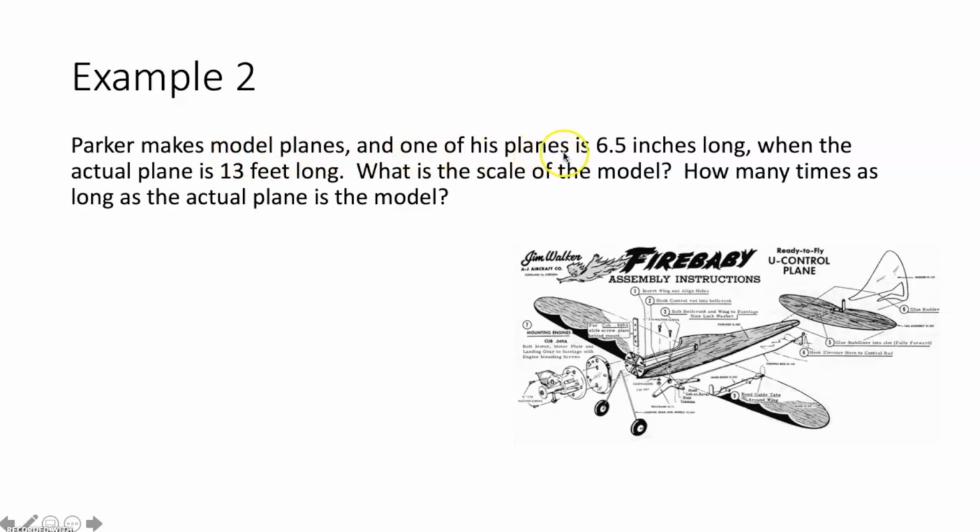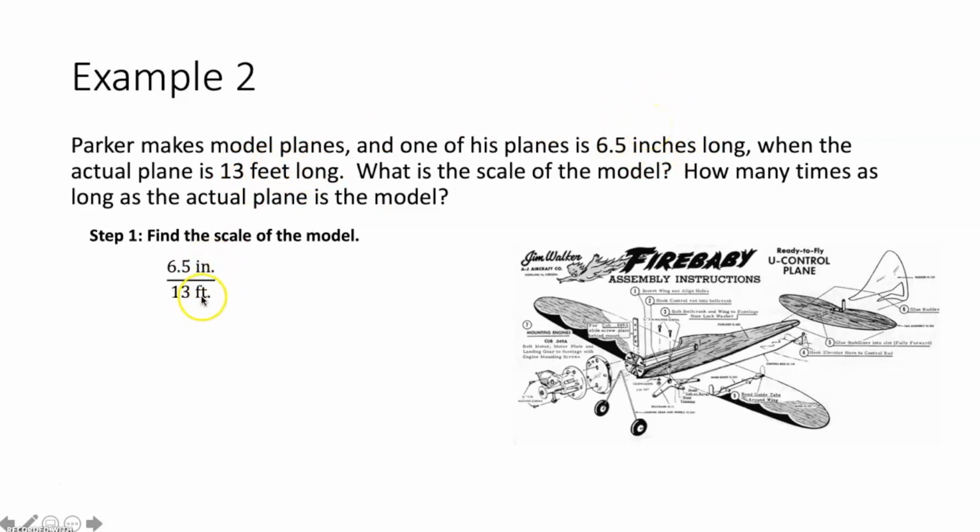One of his planes is 6.5 inches long when the actual plane is 13 feet long. What is the scale of the model? How many times as long as the actual plane is the model? So the first thing we are tasked with finding is the scale of the model, and that's actually pretty easy. It's just going to be the simplified ratio of the length of our model over the length of the actual plane. So it's going to be 6.5 inches over 13 feet simplified.